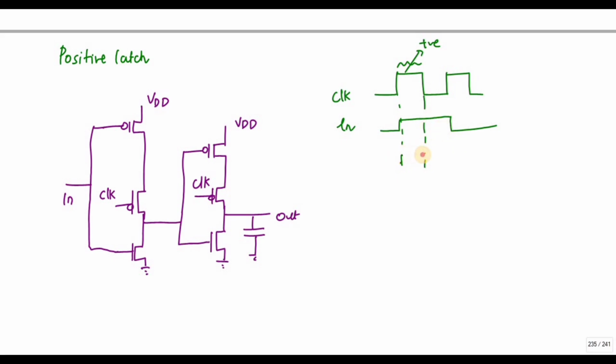If you see, this will be 1, and it will stay 1 until the negative phase, and then it will go to 0 during this time. This is my output. So let us see the working.